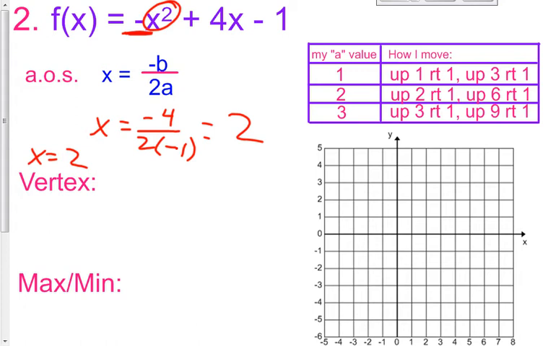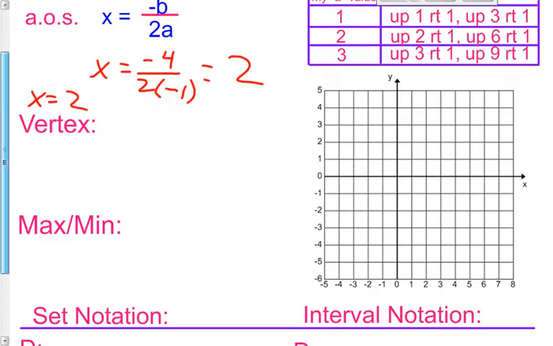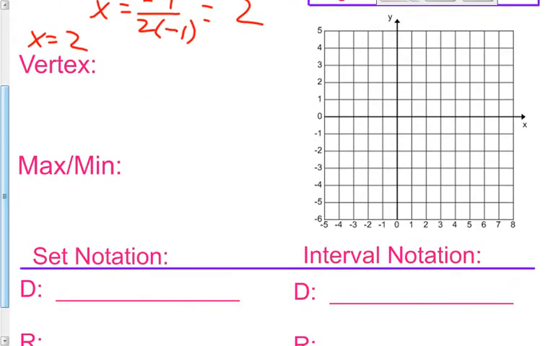At this point, it might not be a bad idea to put in that axis of symmetry. At 2, you know that this is going to be that fold line if we were to consider this as being a piece of paper.